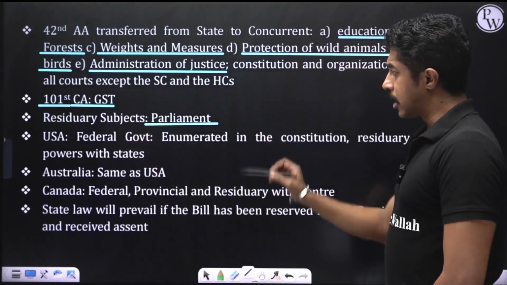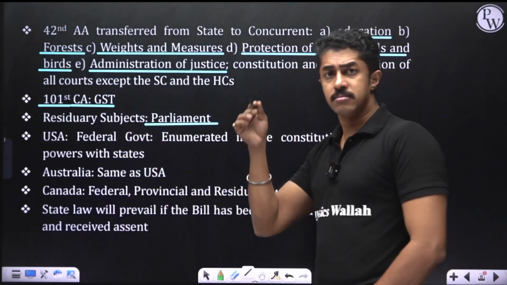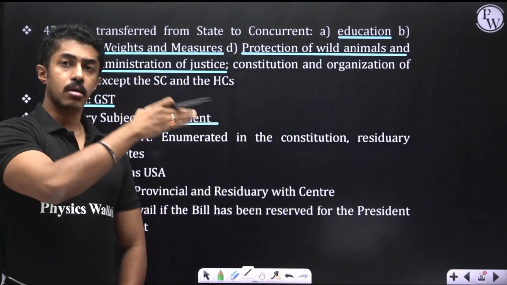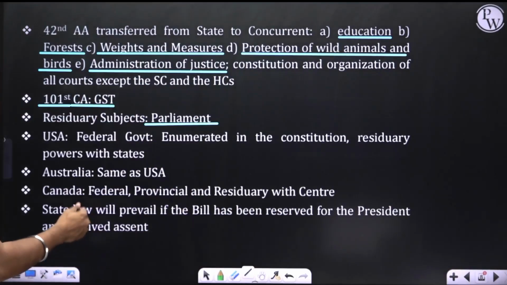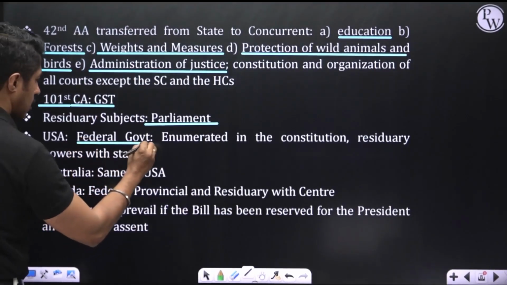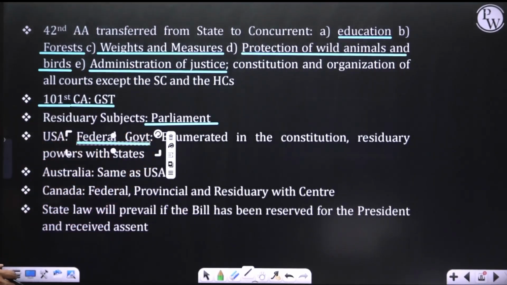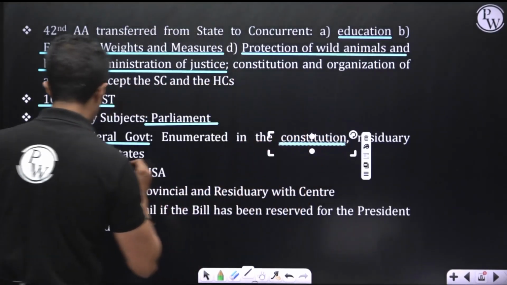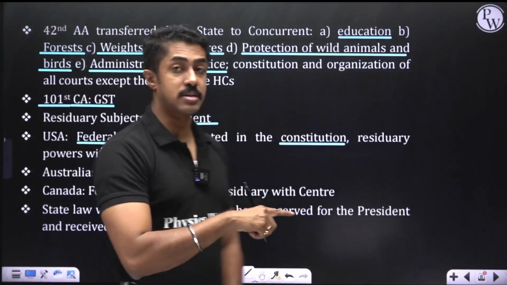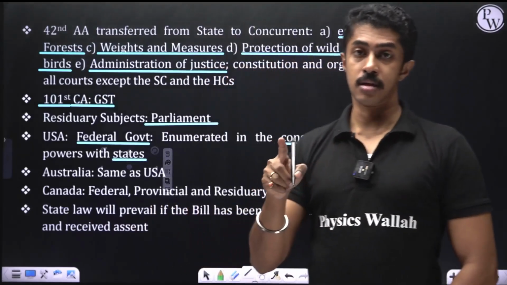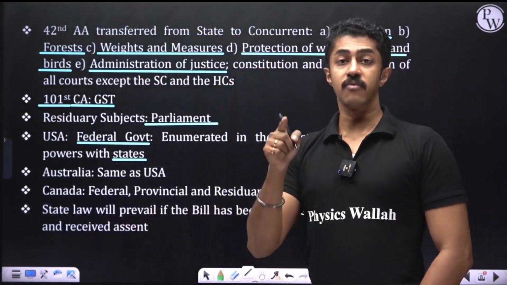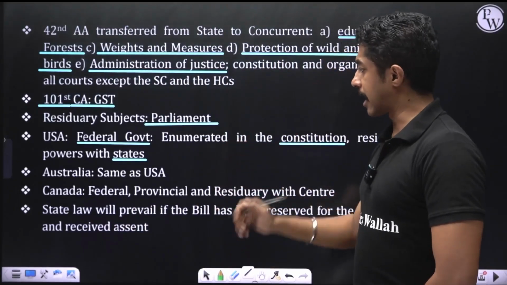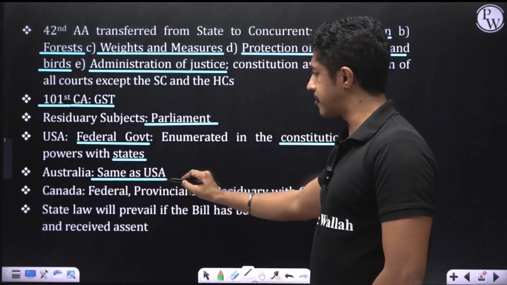USA. How the legislative powers vary between India and USA. The USA has a federal government which is clearly given in the constitution, and the residuary powers there rest with the states. It is up to the states to decide whether they want to frame a particular new law or not. In the case of Australia, it is just the same as USA.